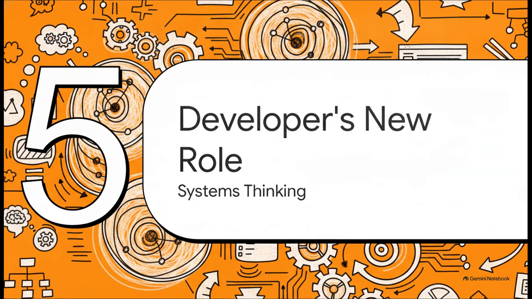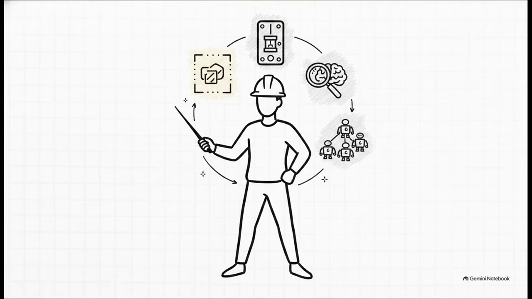Section 5. Developer's new role, systems thinking. All of these concepts point to a monumental shift in what it actually means to be a software engineer today. The modern developer's role has firmly migrated. You're no longer judged purely on your ability to memorize and spit out syntax. Your core competencies are now systems thinking skills.